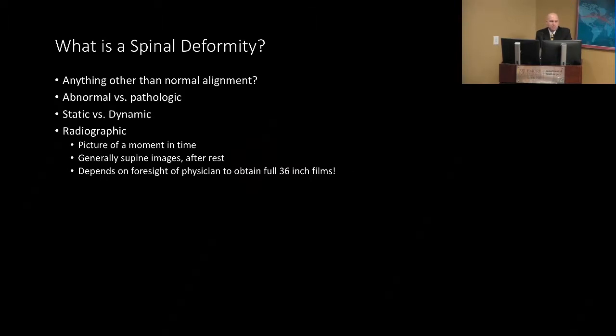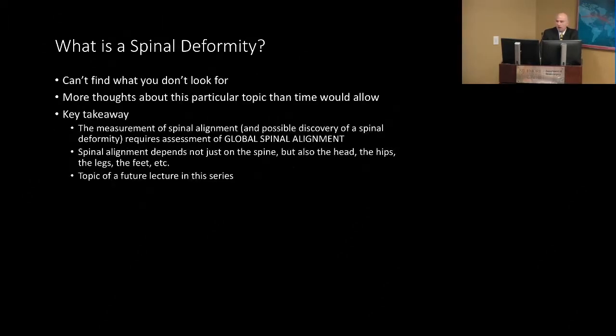So speaking about spinal deformities, is a spinal deformity anything other than normal alignment? Is there a difference between something that's abnormal on a radiograph versus something that's truly pathological? And what about the difference between a static image, just a single, standing there, versus dynamic bending films? Part of the problem with our understanding even to this point is that all of our measurements are done on radiographs. So this is a picture in time. There's really nothing dynamic about it. And generally they are supine images after rest, and it depends on the foresight of the physician to obtain a full 36-inch standing film to really understand what the global balance parameters are.